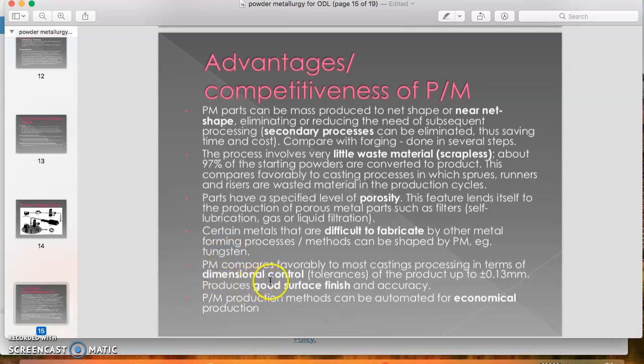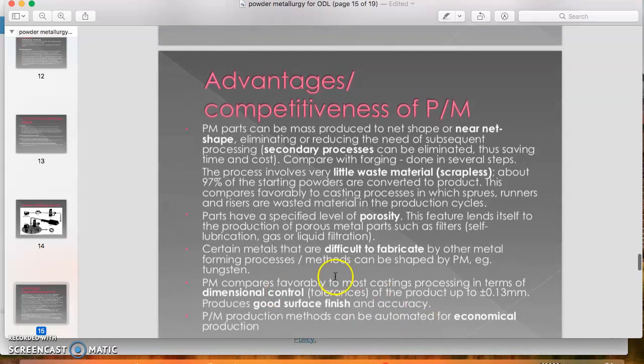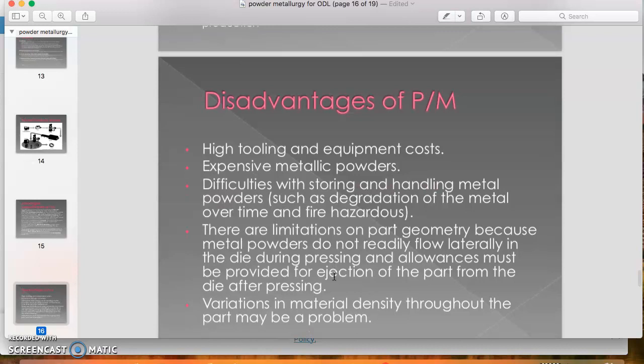Also, the dimensional accuracy is good. The surface finish is also good for powder metallurgy, and the process can be automated for more economical production.